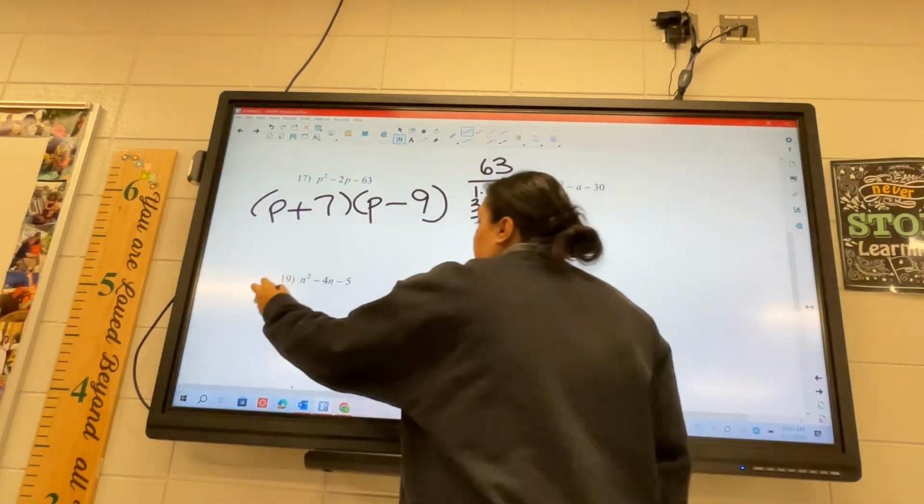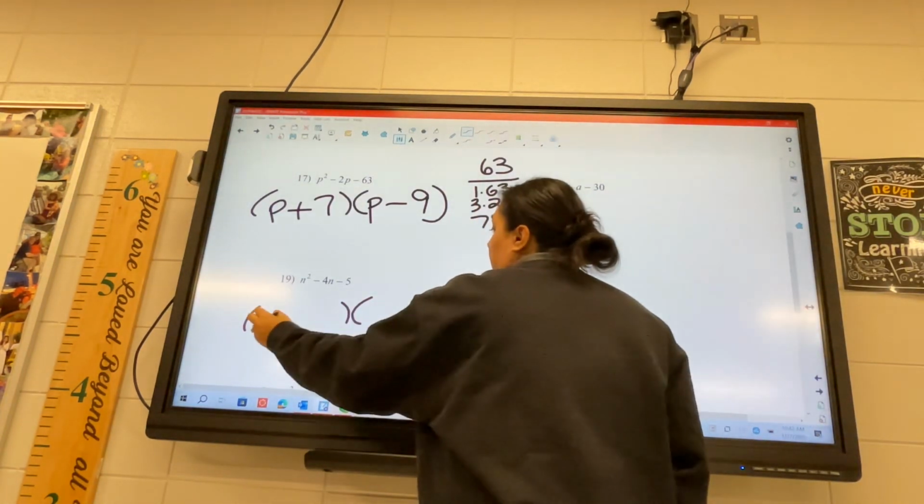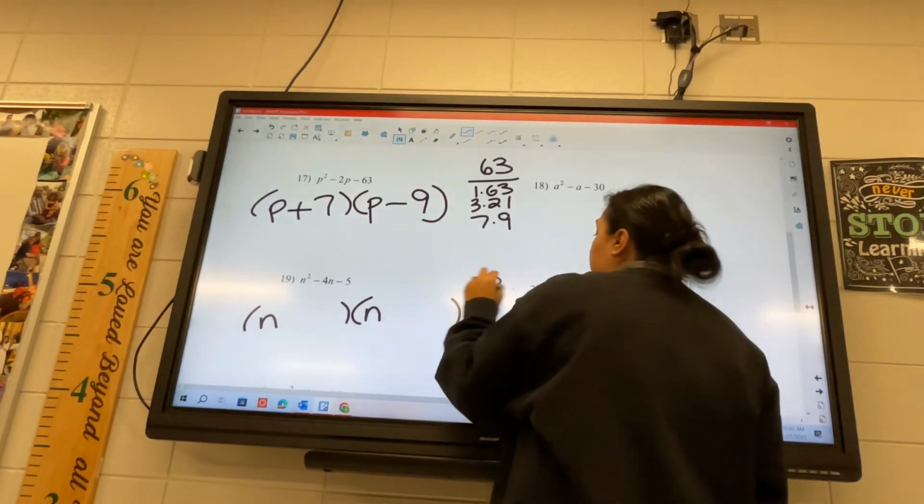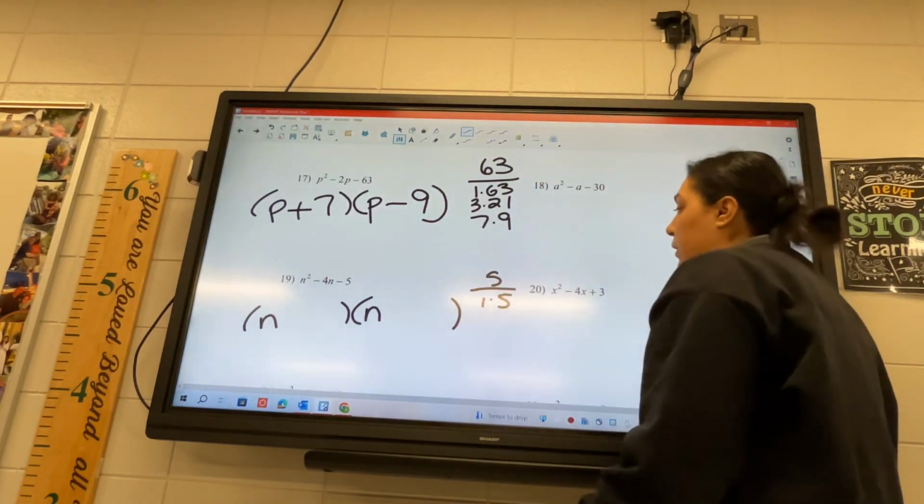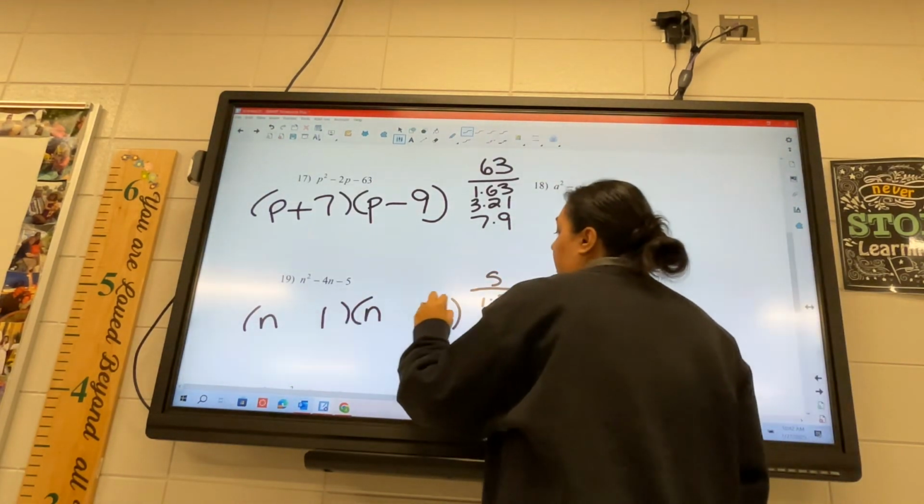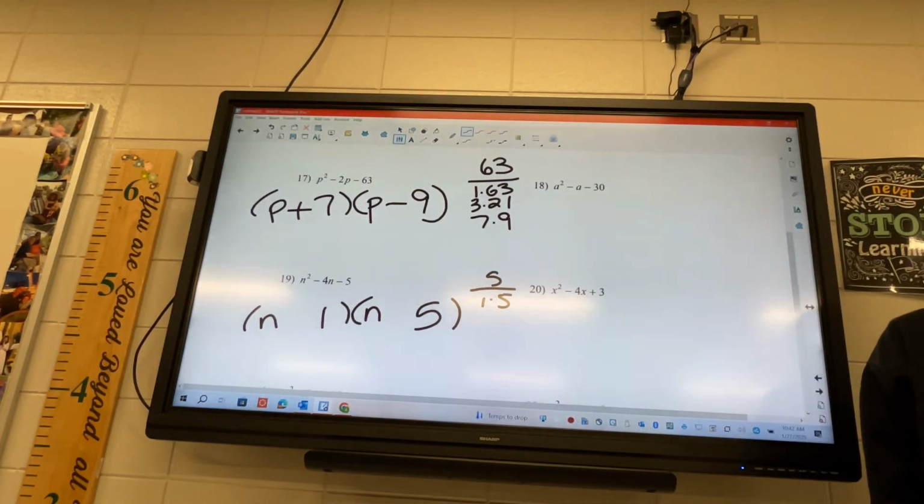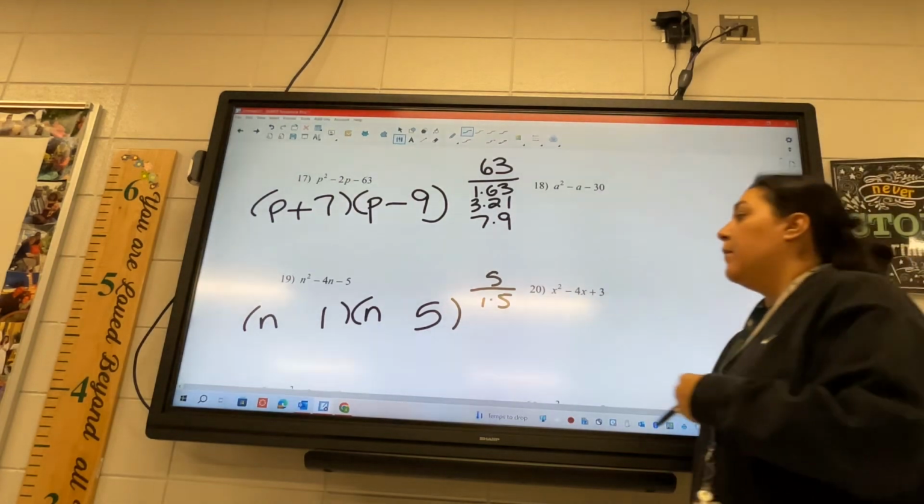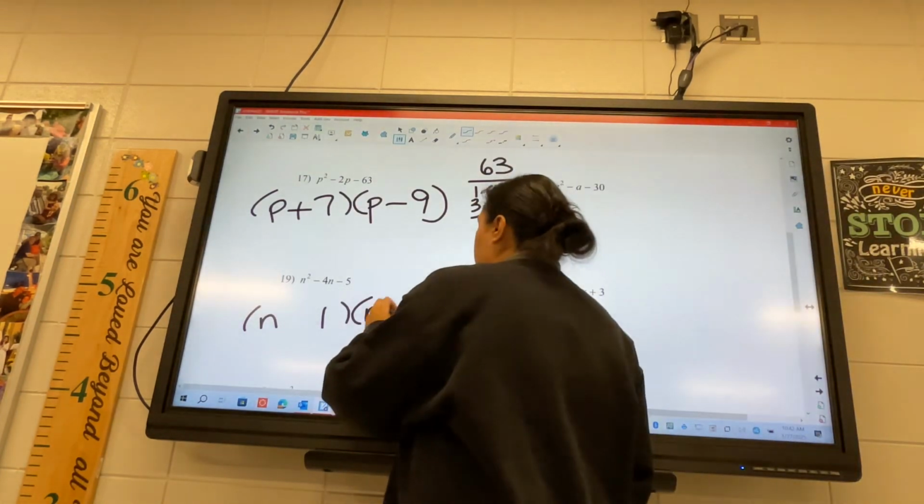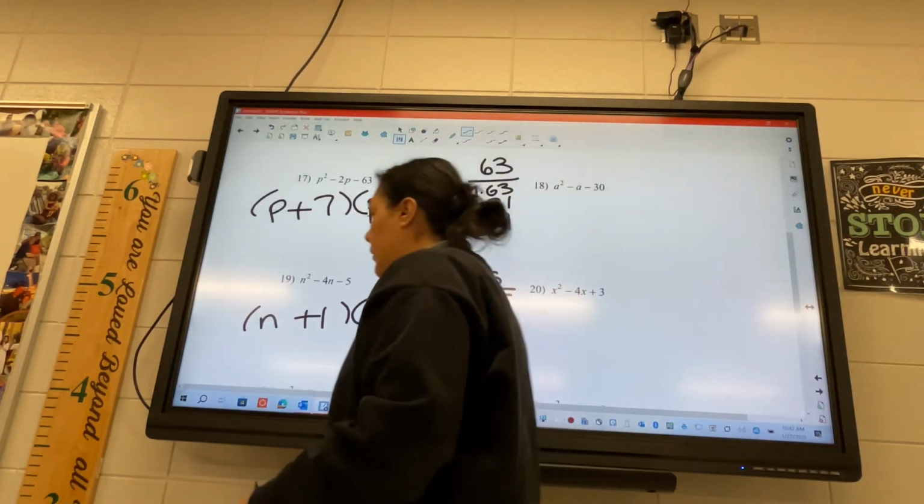Okay, 19. I got N and N, and 5 is just literally 1 and 5. So we know it's going to have to be 1, 5. Okay, how can I get a negative 4? Negative 1 plus 5. Wait, no, flip that. Yeah, negative 5 and a positive 1.